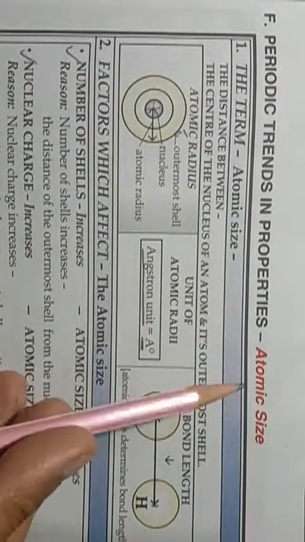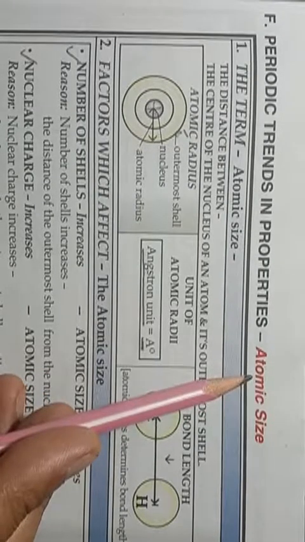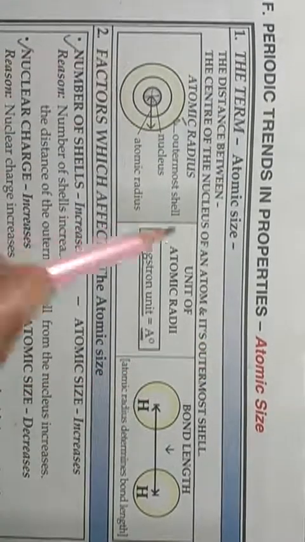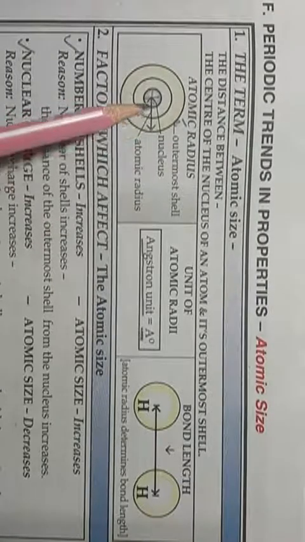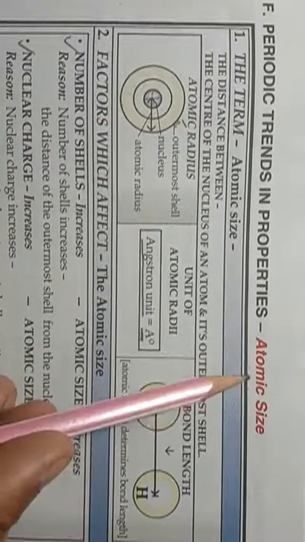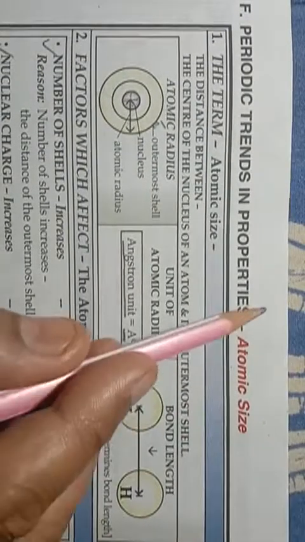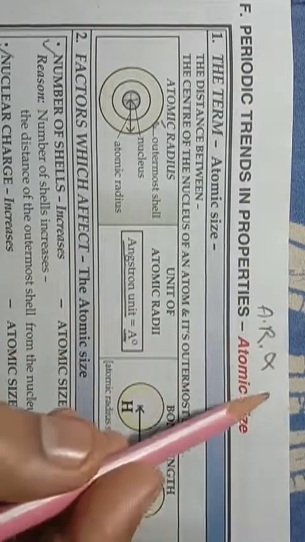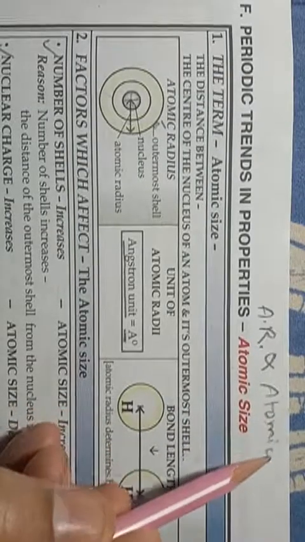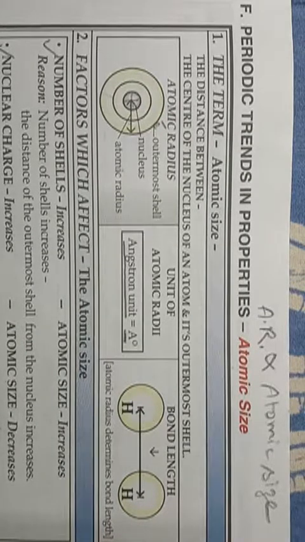Atomic radius, here heading is atomic size. So as you all know that if any atom is having greater value of atomic radius, means its atomic size will also be large. Okay, so in short you can say that atomic radius of an atom is directly proportional to atomic size. Okay children, so as the radius of the atom increases, its atomic size will also increase.